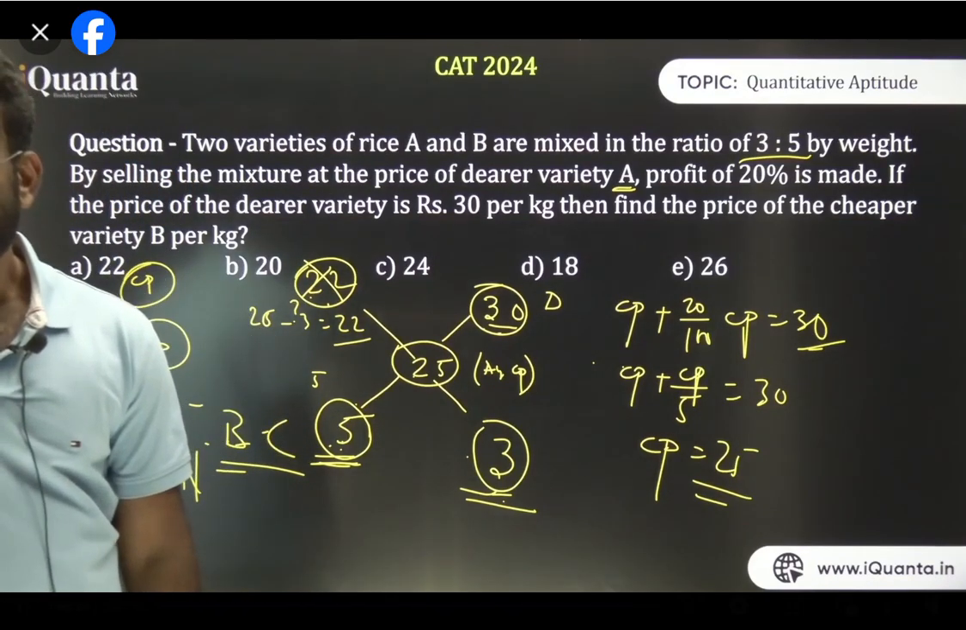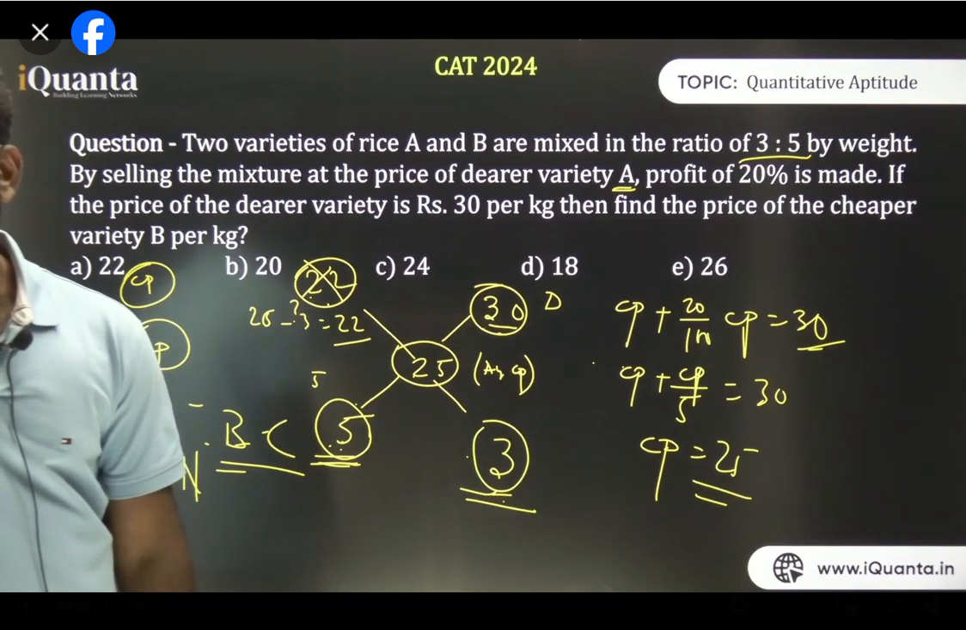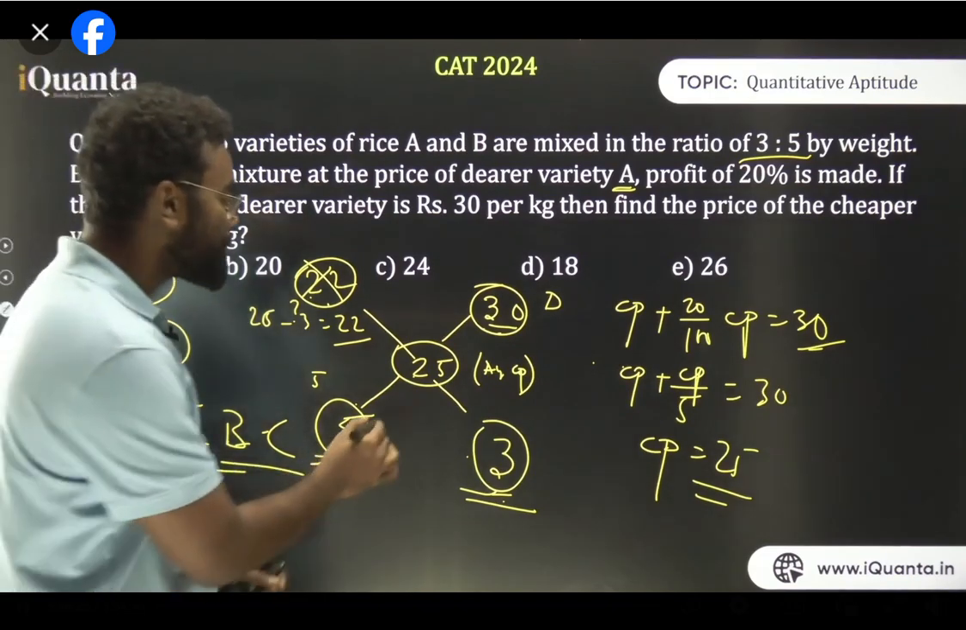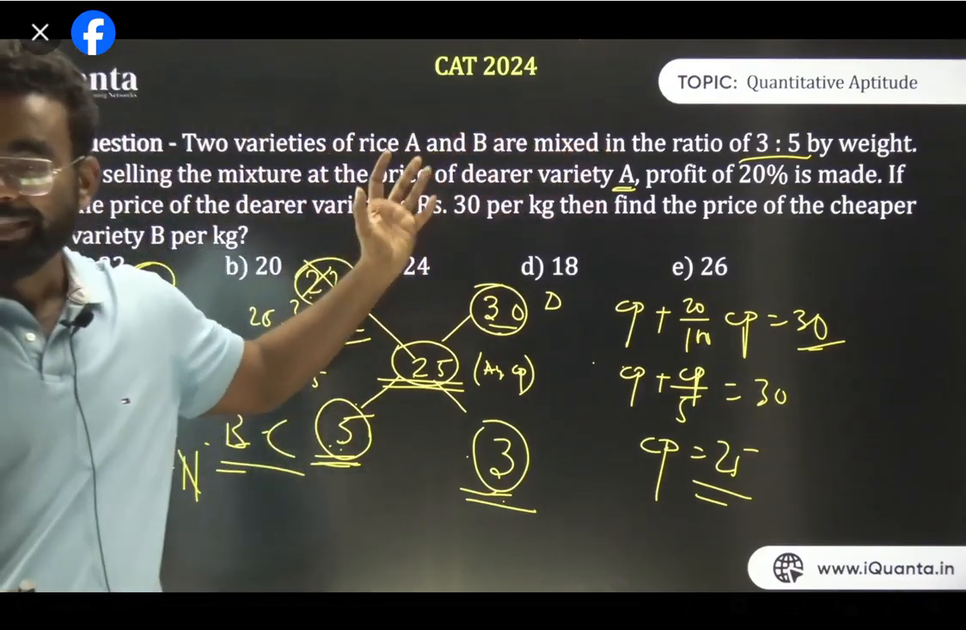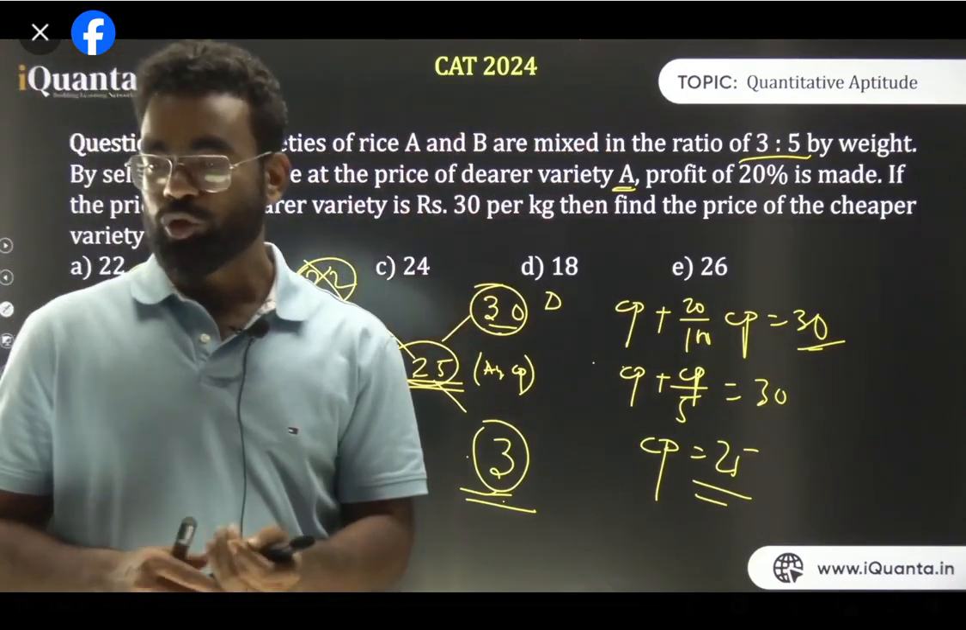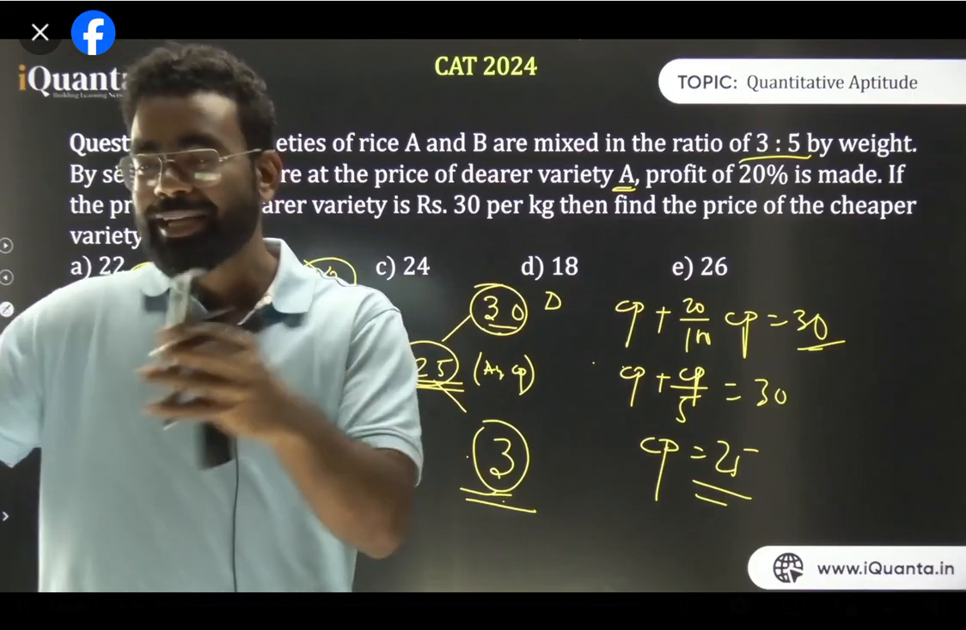Yes. And 25 becomes average. Shubhrojit, the answer for 25 becomes average because 25 is the price, which is basically the cost price when I'm mixing A and B. So when I'm mixing A and B, my average price becomes 25. That's why 25 is the average price, because there are two things, and mixing them, the price becomes 25.